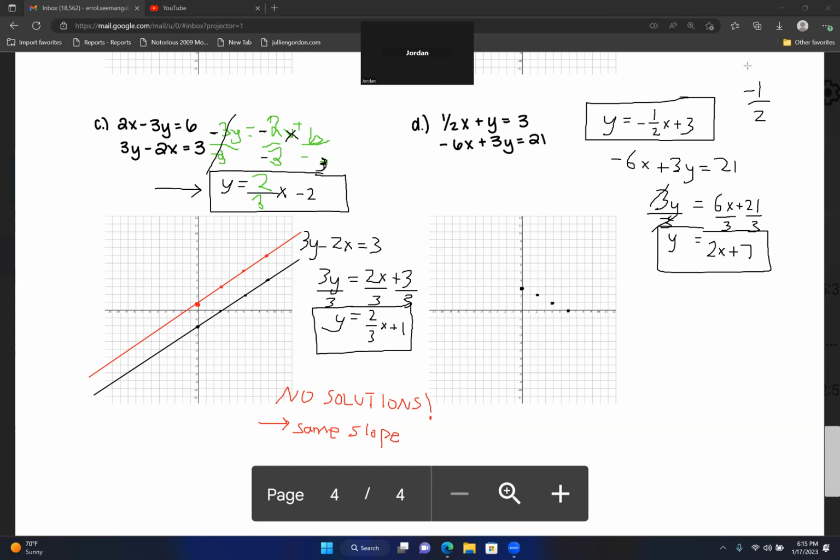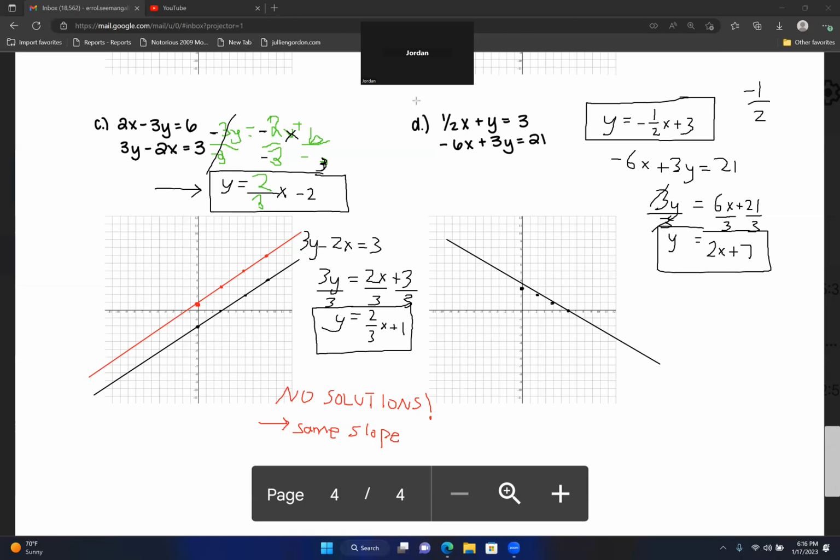Do you get what I'm trying to explain with this negative half? Just imagine the negative is with the 1. So you would go down 1 and then to the right 2, down 1 to the right 2, down 1 to the right 2. Then you connect those dots. That's the first line. It should be up a little bit more, but okay.